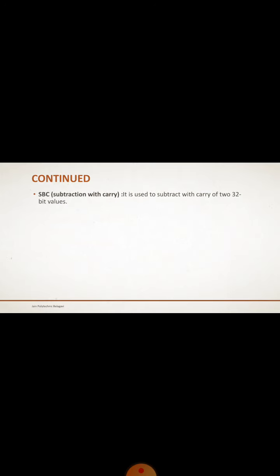The next instruction is SBC, that is subtraction with carry. It is used to subtract with carry of two 32-bit values. That is, Rd is equal to Rn minus N along with the carry flag. Flags updated if this instruction is used are N, Z, V, C. This instruction will subtract two operands, placing the result in destination register. It uses the carry bit to represent borrow, so it can subtract numbers larger than 32 bits.